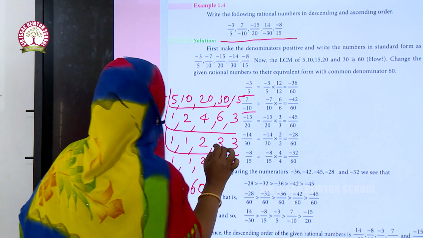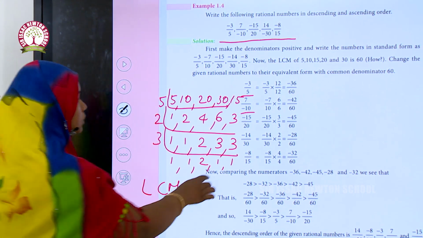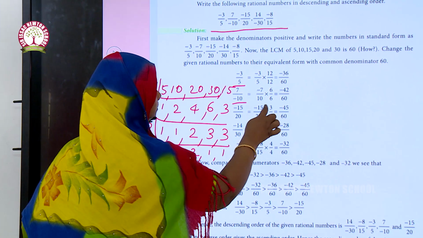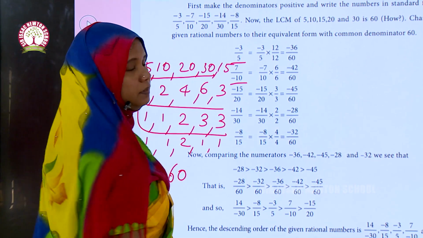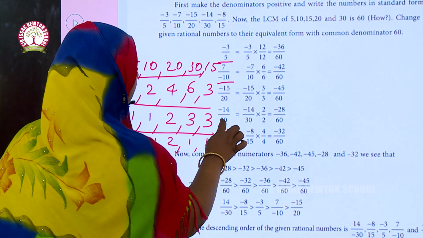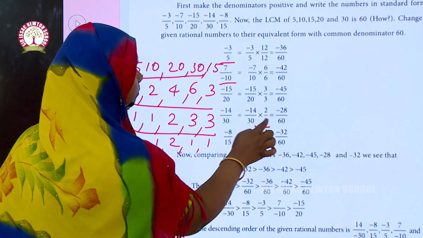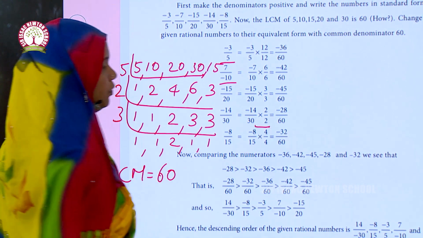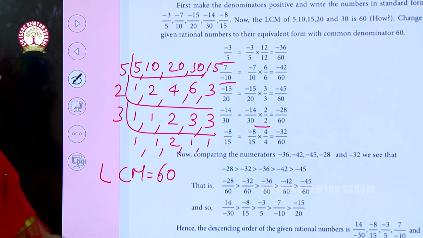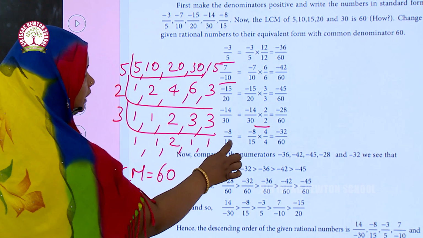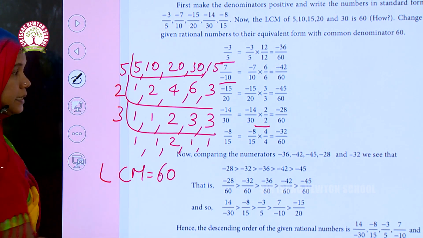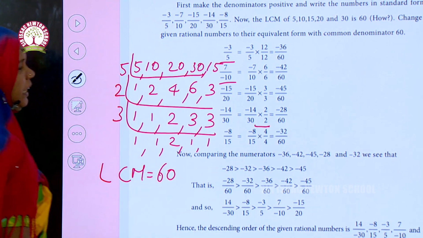Here the next number, the denominator is 20, so multiply by 3. Minus 15 into 3 is minus 45. The next number, minus 14 by 30: multiply by 2. 30 into 2 is 60, minus 14 into 2 is minus 28. And minus 8 by 15: 15 into 4 is 60, therefore minus 8 into 4 is minus 32.